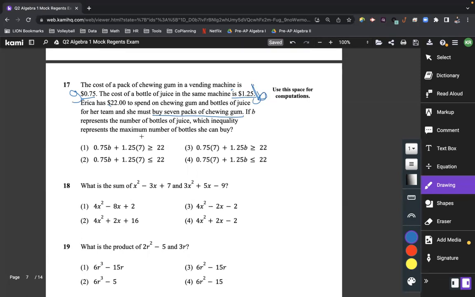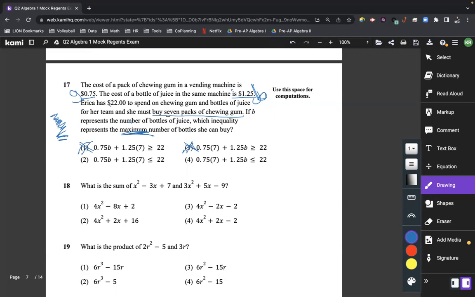Which inequality can represent the maximum number of bottles she can buy? Remember, even though maximum feels like greater than or equal to, that's not correct because you can't pass the number. So if I have a maximum of $10, I don't have $10.01. So maximum is less than or equal to, okay? So right off the bat, I am canceling out the ones that have greater than or equal to in them, okay?